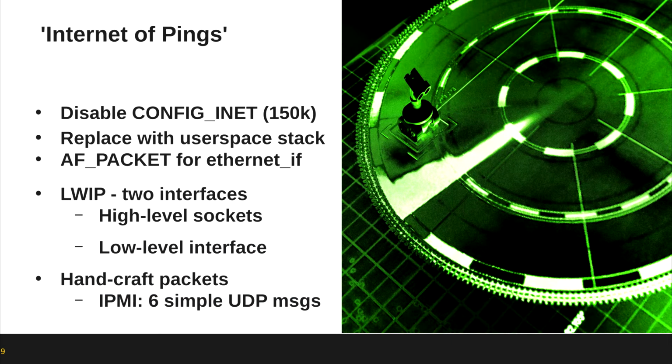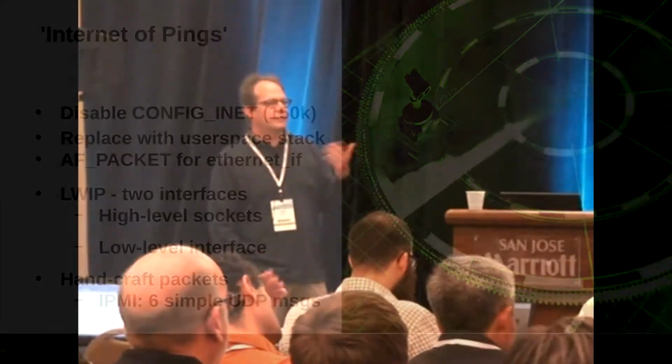You can actually remove INET completely and save 150K, and not have any TCP/IP stack in the kernel, and replace that with a user space stack. An example is LWIP, lightweight IP. It's a user space replacement for the kernel stack. And it has two interfaces, a high-level interface and a low-level interface. The high-level interface is designed to allow you to basically take any off-the-shelf socket application, drop it into LWIP, rebuild, and essentially have the same functionality.